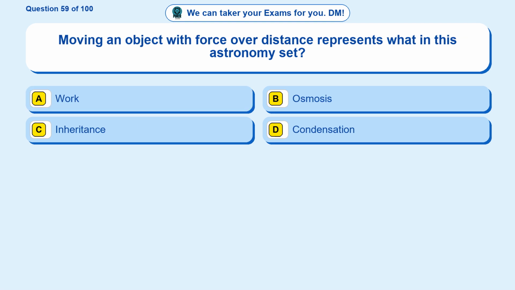Question 59. Moving an object with force over distance represents what in this astronomy set? Option A, work. Option B, osmosis. Option C, inheritance. Option D, condensation. The correct answer is option A, work.